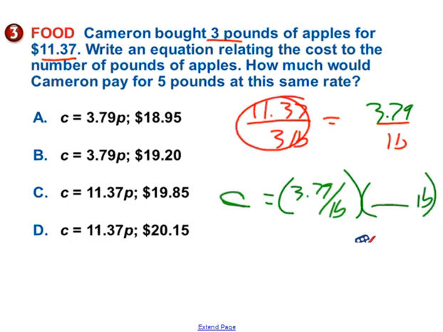And if I look at my answers, it appears that it is either A or B. I have to check it by doing 5 pounds, so I'm actually going to do the 5 pounds here. 5 times 3.79 comes out to be $18.95, which is none of those. Oh, I'm sorry, it is. It's answer A. It is answer A.